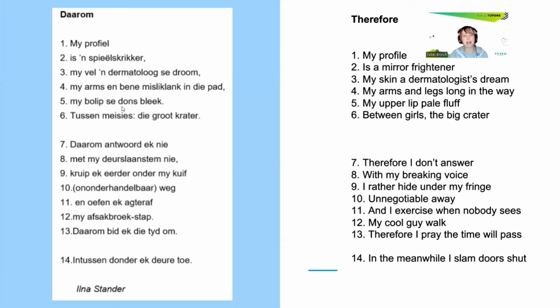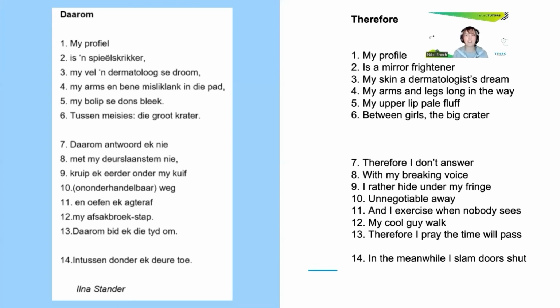Then tussen die meisies, die groot krater. Between girls, the big joke. So he's in a really awkward spot. And then line 7 says, daarom antwoord ek nie. That daarom referring to therefore. Why is he behaving the way he's about to behave? So daarom antwoord ek nie. Therefore I don't answer. Met my deurslaan stem.